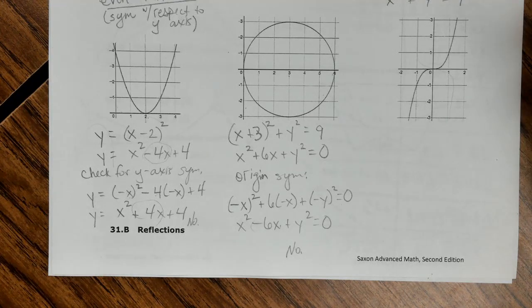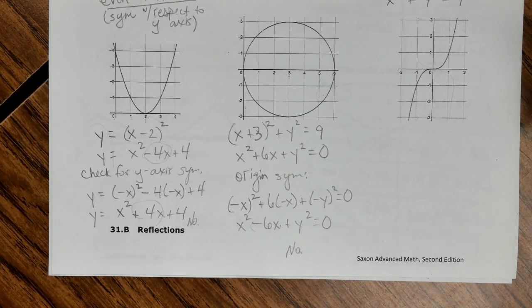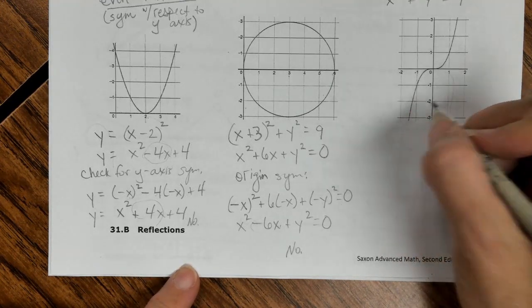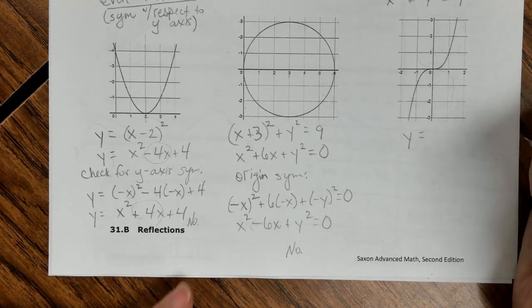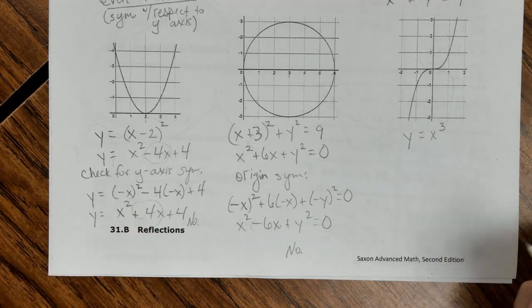Also not the x-axis. If you spin your paper around 180 degrees, you should see that that looks like it's the same. So we're going to go ahead with that and check for origin again, because it looks like it is. Now, you need the equation for this. This one is y equals x cubed. And so here we go.